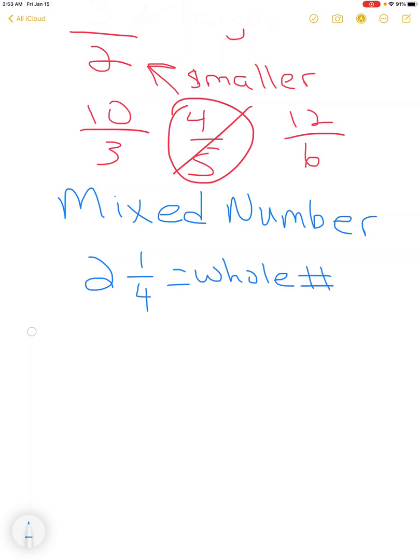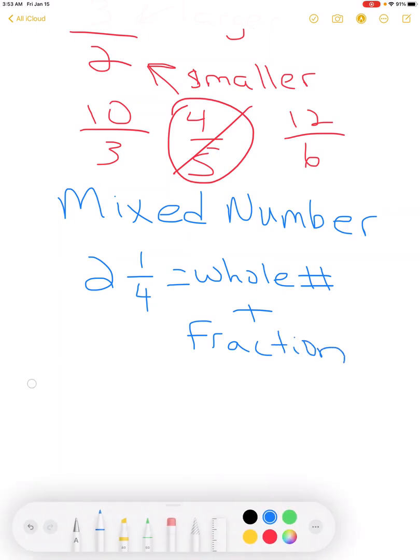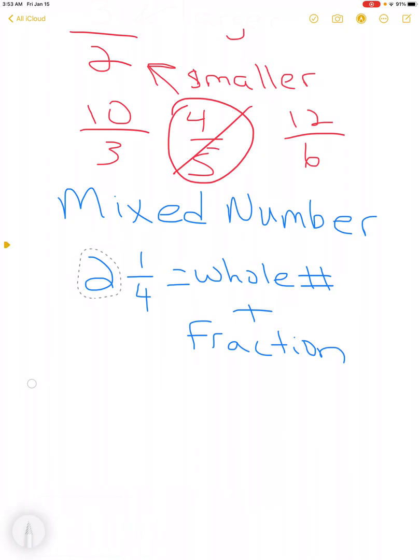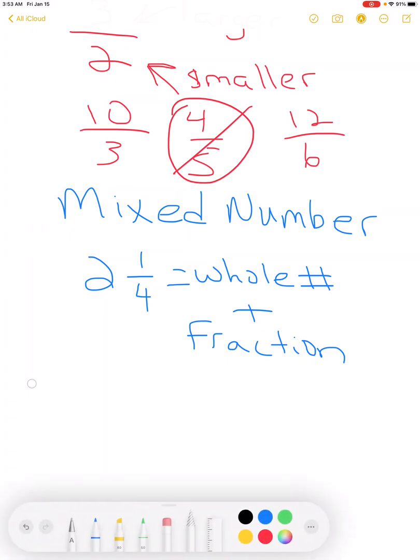It's a symbol for a number plus a fraction. In this particular example, the number 2 would be considered your whole number, and then 1/4 would be considered your fraction. Okay, that makes this a mixed number, right? 2 and 1/4.